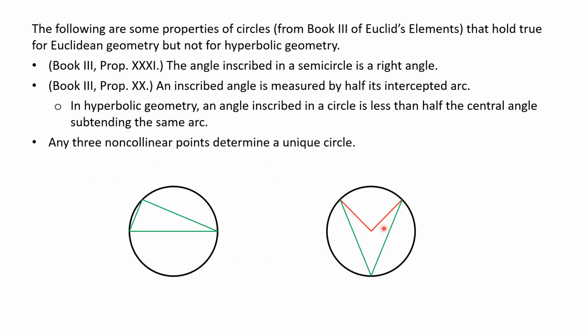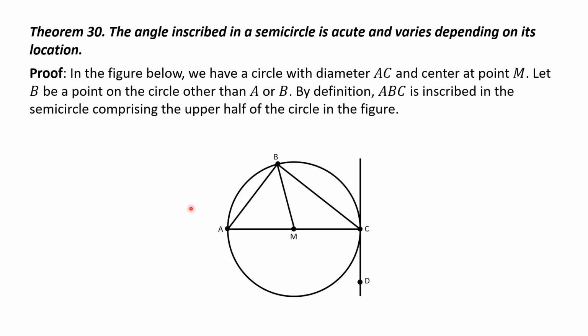Then we have one more. Any three non-collinear points determine a unique circle. So that's very well known in Euclidean geometry, but it doesn't hold in every case for hyperbolic geometry. As I mentioned on the previous slide, the angle inscribed in a semicircle in hyperbolic geometry is acute, and what I didn't say is it also varies depending on its location.